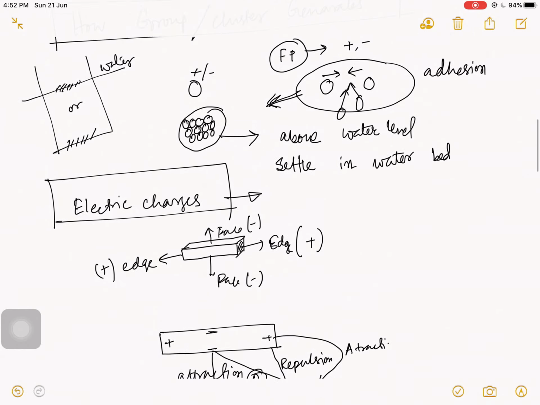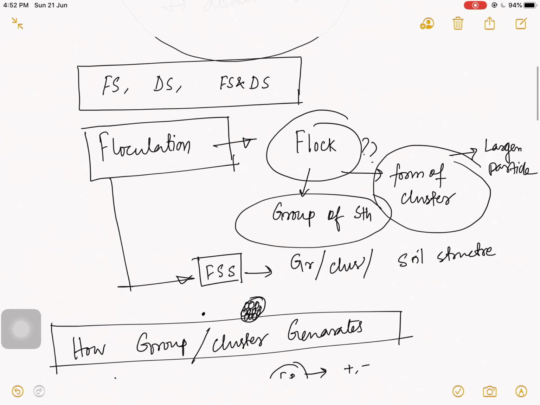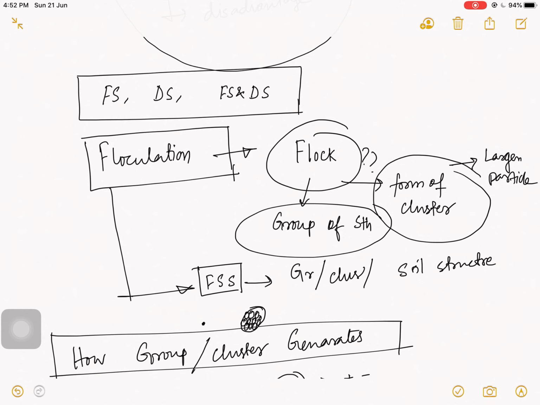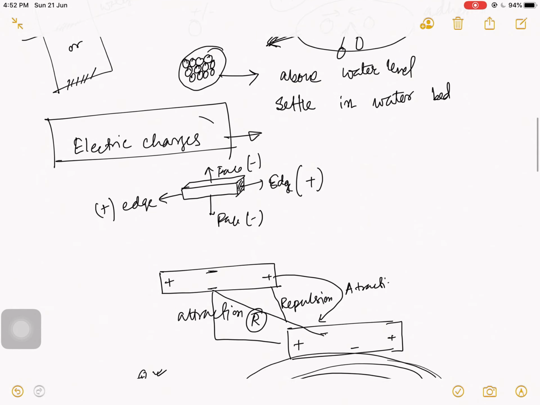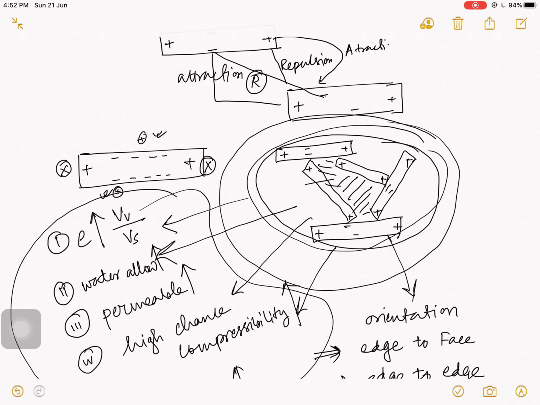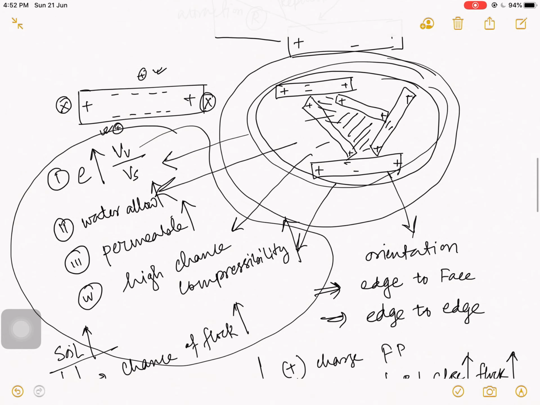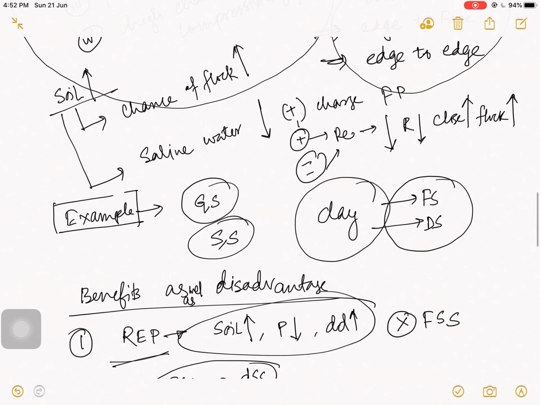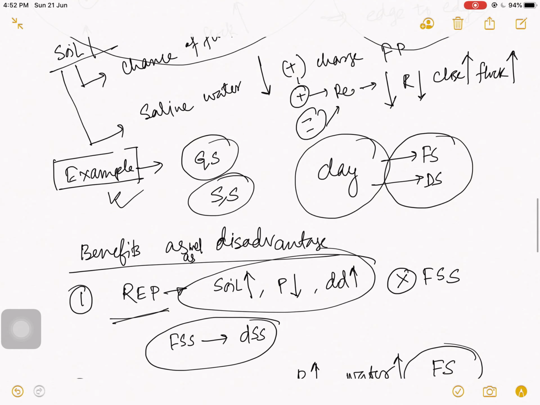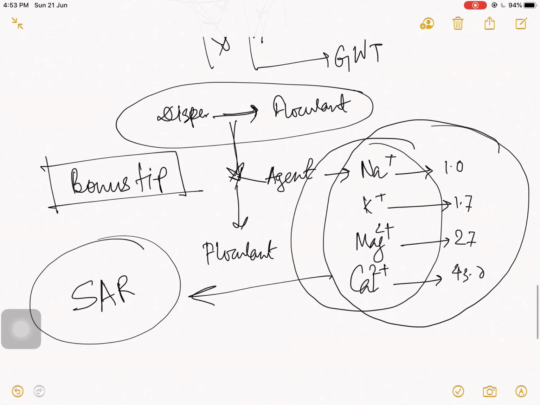This is all from my end. In this video, I am going to show you what is the meaning of flocculation or flocks, how they are generated, what types of electric charge act here, how the formation is generated, what are the features due to this structure, what is their orientation that I showed, and then some examples and some benefits as well as disadvantages. And lastly, I showed you some bonus tips on how to convert dispersed to flocculent structure.